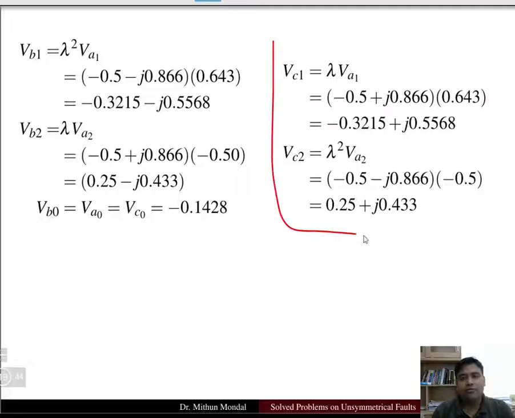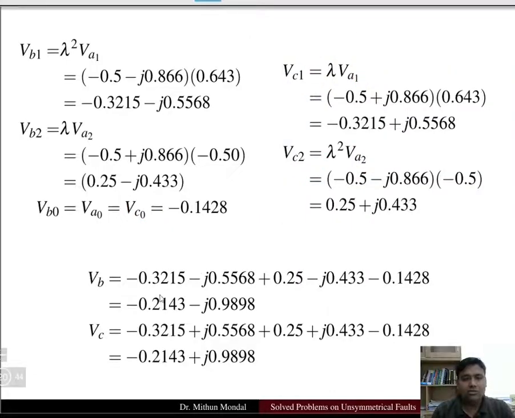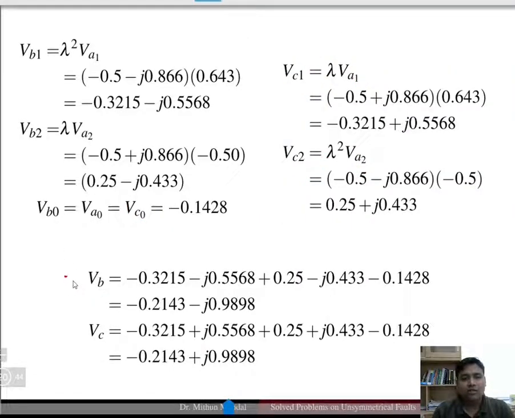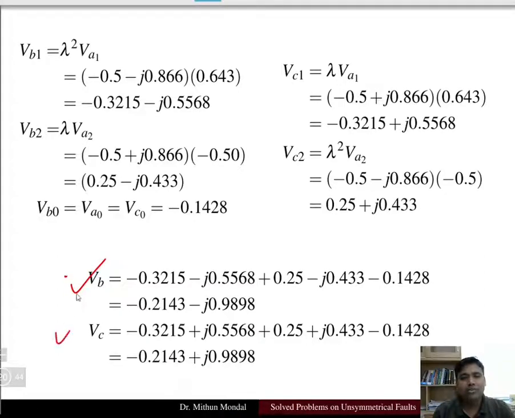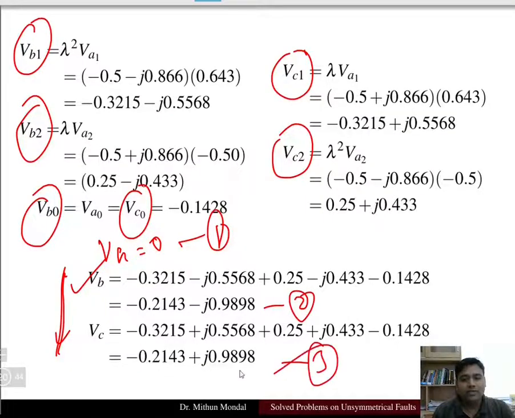Now let us obtain it for phase C. For phase C voltage with respect to the phase A voltage, we obtain the positive sequence and negative sequence, and we have already obtained the zero sequence voltage. In this way we can obtain VC1 and VC2. Similarly, by adding all the sequence components of the voltage, we obtain VB as VB1 plus VB2 plus VB0, and VC as VC1 plus VC2 plus VC0. So we can get the other phase voltages. We have already got the phase voltage of phase A equal to 0, and the voltages of phase B and phase C.